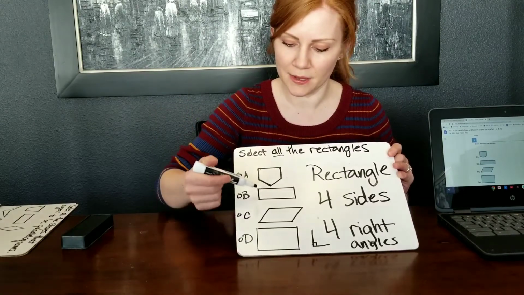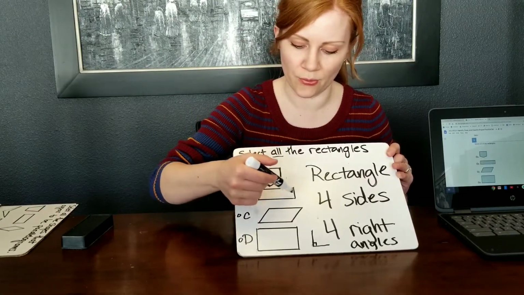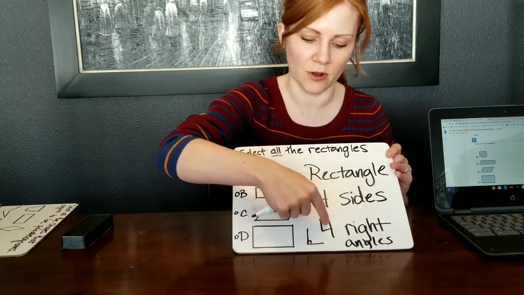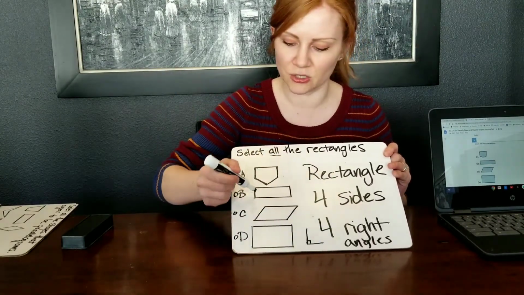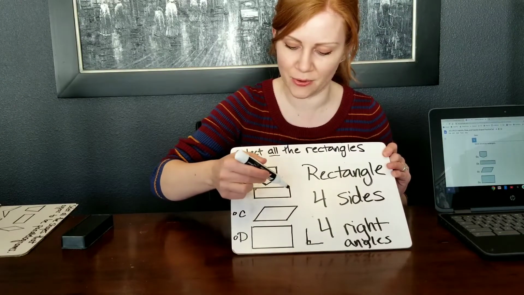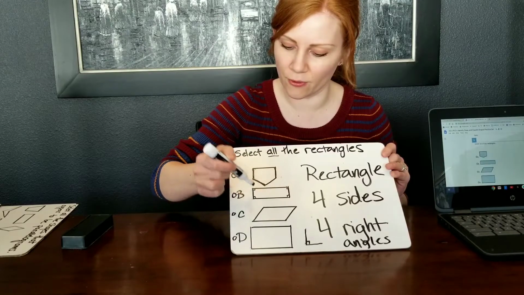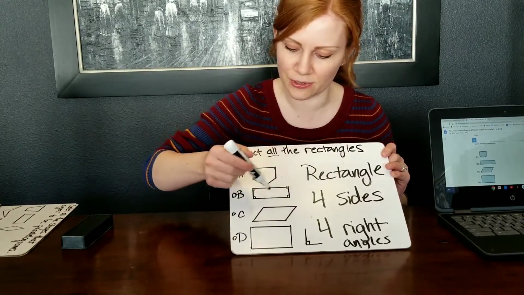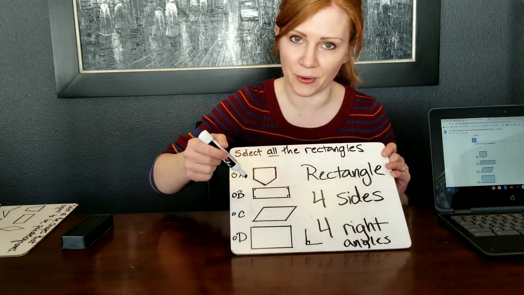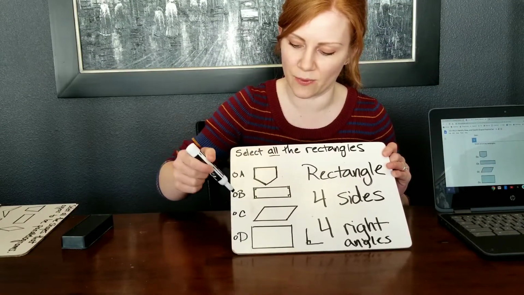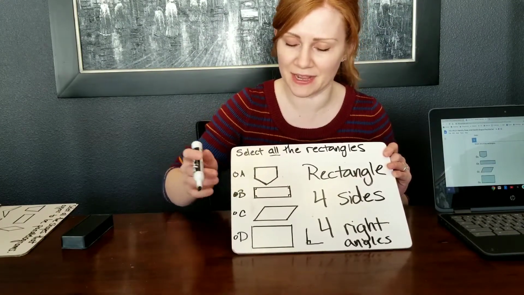Look at B. B has 1, 2, 3, 4 sides, so this one works with sides, but now let's check for 4 right angles. So I'm going to check the corners and see if I can put a little box in each corner. 1, 2, 3, and 4. Because I can neatly put a little box in every corner, every corner is a right angle. So that means that B is correct. I'm not done checking because I might have more.